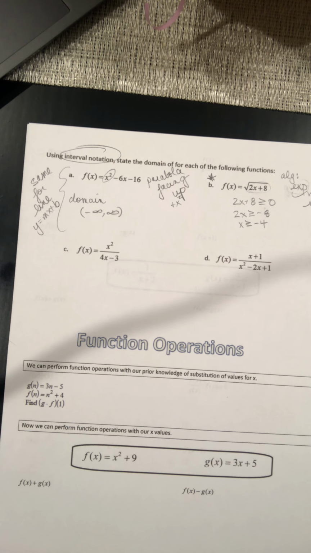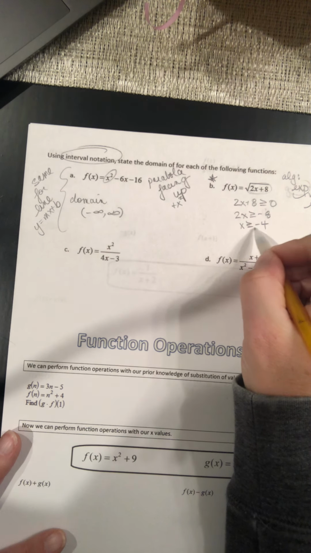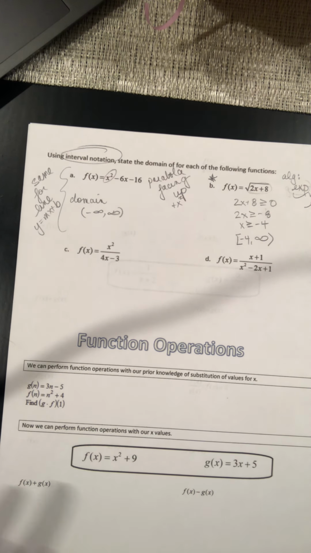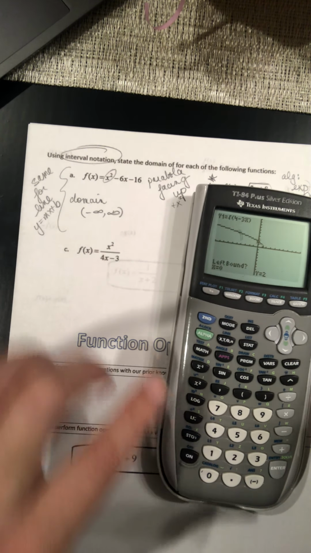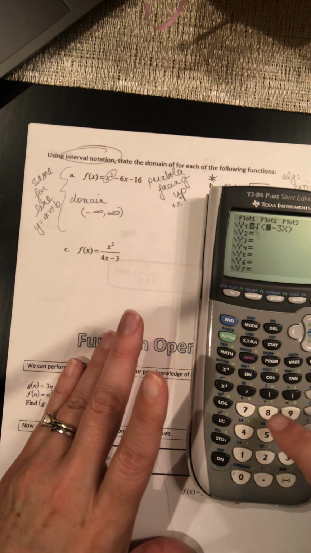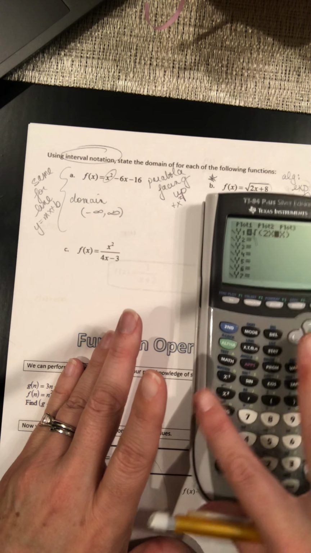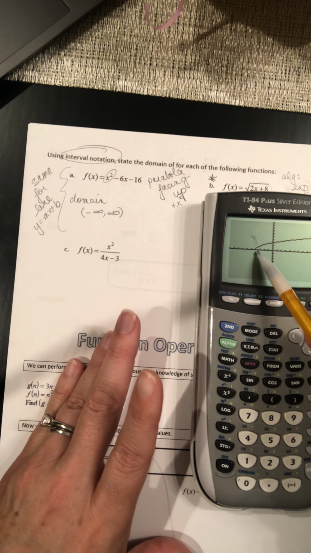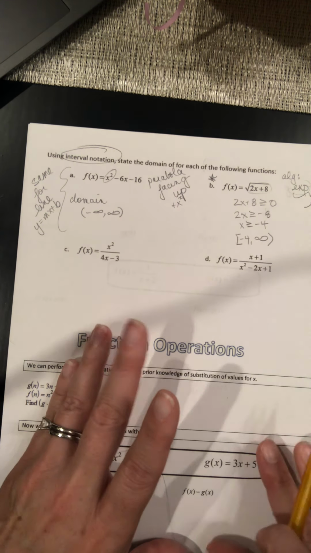So now I want this in interval notation, right? If I do this, it should be negative 4 to infinity. Okay, that's your domain. You can also put it in your calculator. So if you go back to your calculator, y equals, if we put 2x plus 8 and graph, there it is. You can see it starts at negative 4 and increases, right? That's my domain, okay?